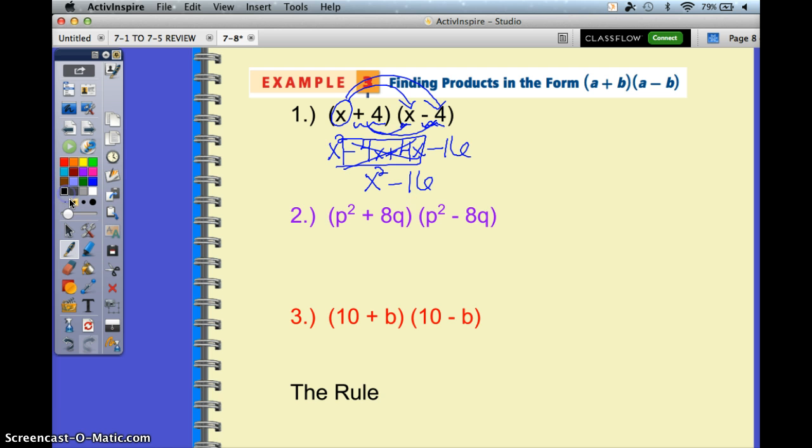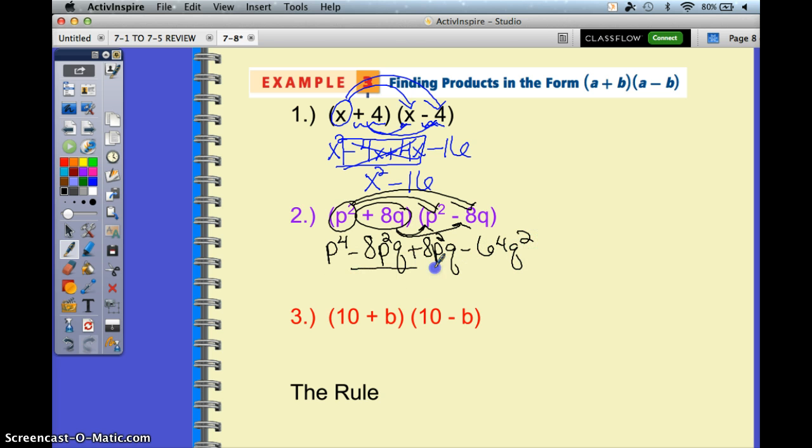Let's try the next one. P squared times p squared is p to the 4th. P squared times negative 8q is negative 8p squared q, because it's in alphabetical order. Positive 8q times p squared is plus 8p squared q. Positive 8q times negative 8q is negative 64q squared. Combine your like terms, again they canceled. P to the 4th minus 64q squared. I'm starting to notice something. I don't know if you are.